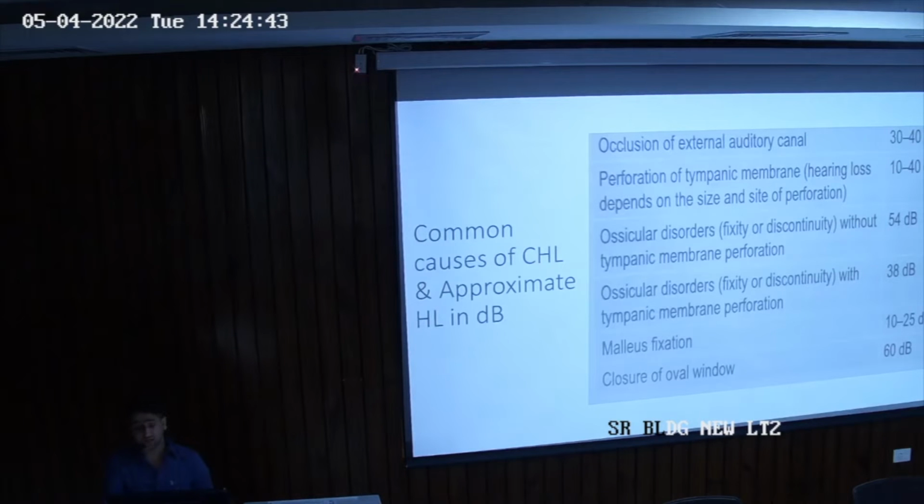Perforation of the tympanic membrane depends on the size as well as the site of the perforation, that you will read in chronic otitis media. It can range from 10 decibels to 40 decibels.